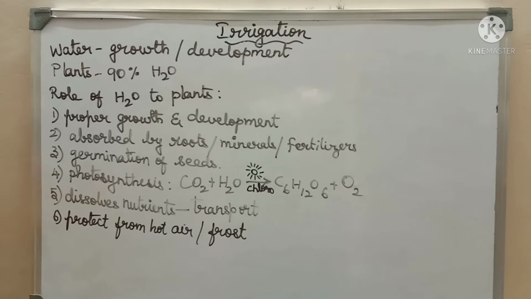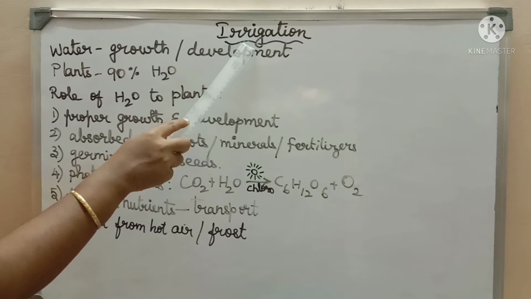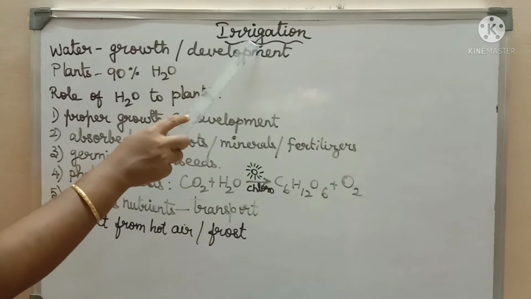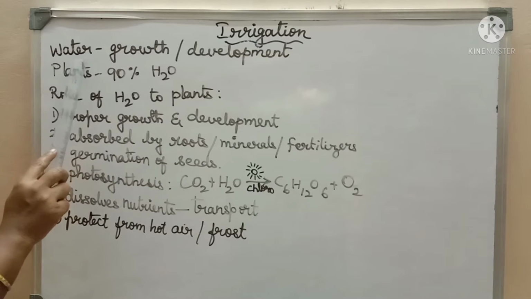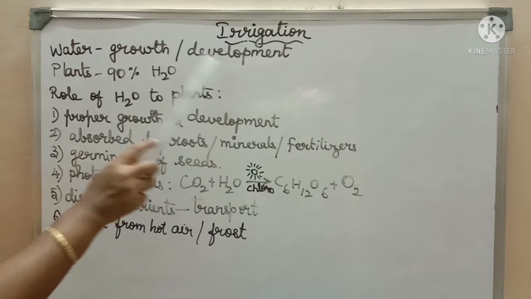Welcome back, children. We have discussed three different topics of basic agricultural practices, namely preparation of soil, that is plowing, selection and sowing of seeds, and third, adding manures and fertilizers. Now, this is the fourth topic, called irrigation. Irrigation is watering the field. What is the water provided for? For the proper growth and development of the crops or the plants.